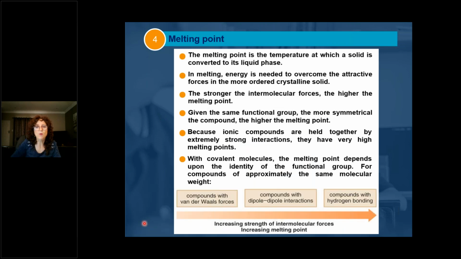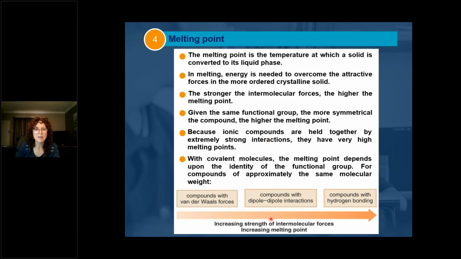So yes, now what is the melting point? The melting point is the temperature at which a solid is converted to its liquid phase. In melting, energy is needed to overcome the attractive forces in the more ordered crystalline solid. The stronger the intermolecular force, the higher the melting point. If given the same functional group, the more symmetrical the compound.